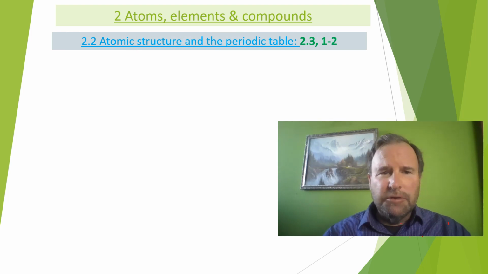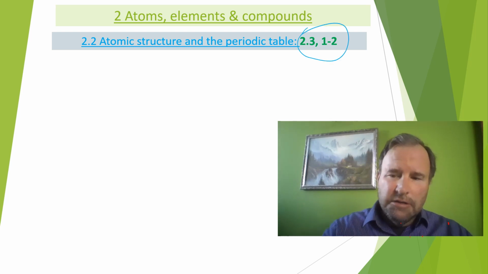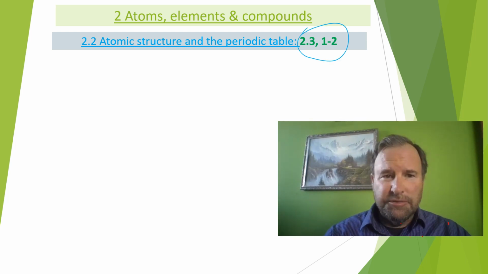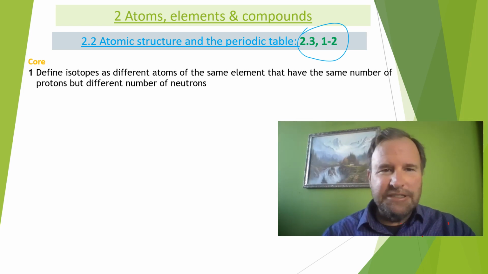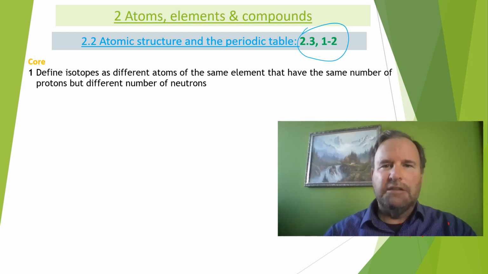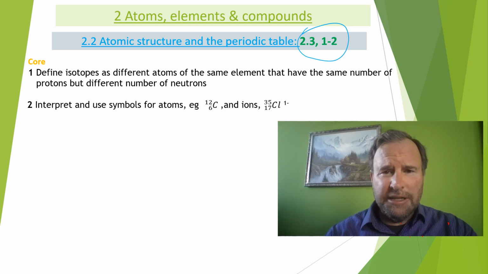Here we go. We're looking at the syllabus 0620 chemistry, and we're looking at topic 2.3, learning outcomes 1 and 2. Here they are. Core learning outcomes: define isotopes as different atoms of the same element that have the same number of protons but a different number of neutrons. Make sure you know that and what that means. We'll be looking at it in the next couple of minutes.